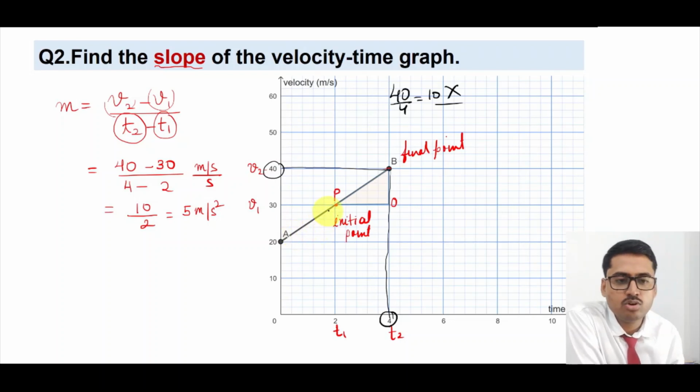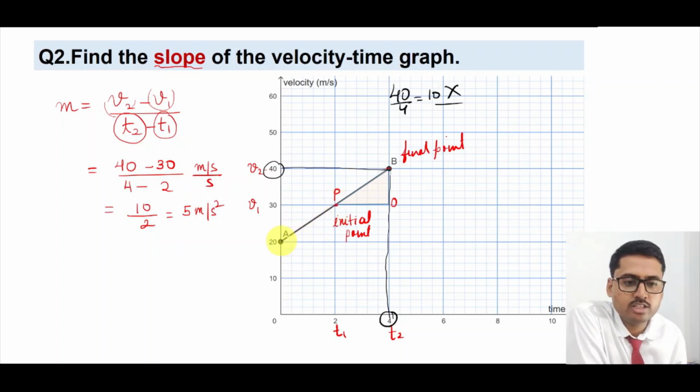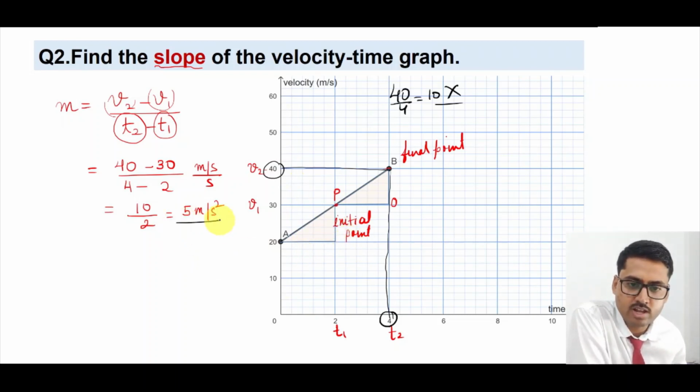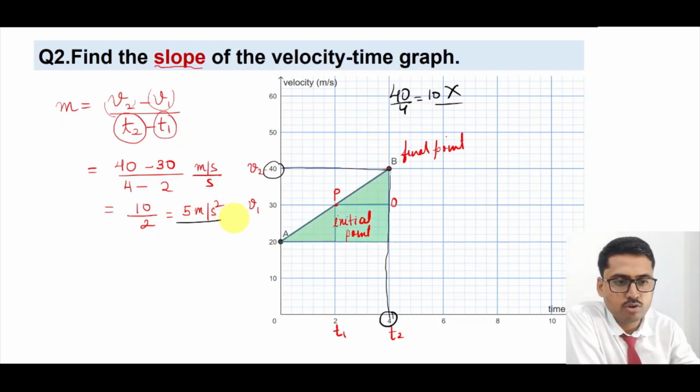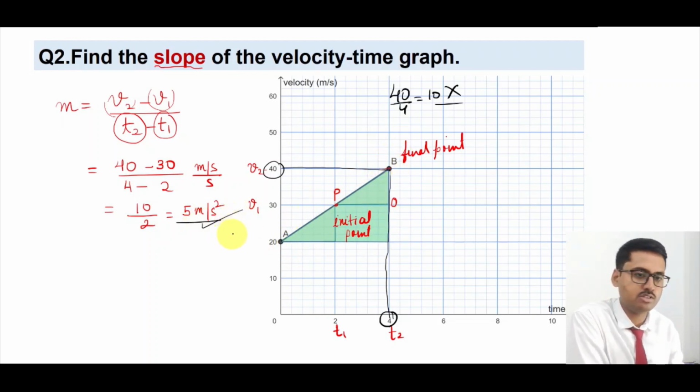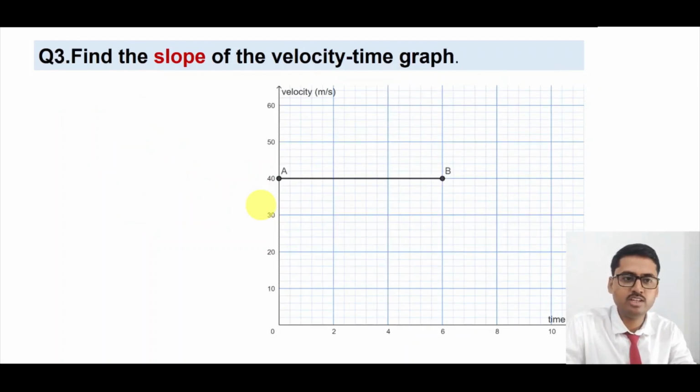Again, as I have told you, you can choose any 2 points. You can choose A and P to form a triangle like this and get the answer as 5 meter per second square. Or if you want to choose A and B as points for the triangle, you will get the same answer. So I'm not going to do that in the solution over here. Now let's see the next question, number 3.